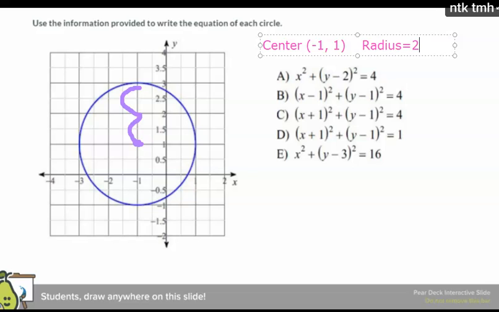Awesome. I see quite a few correct answers. Some of you have not answered yet, but you're getting there. Okay, let's see if we're on the same page here. So the radius is 2. We've got to square that to plug it into the formula. So we can automatically say that it's not D or E. And then we know we're plugging in (-1, 1), so there's no 2 anywhere. So we can automatically rule out A. So it's between B and C.